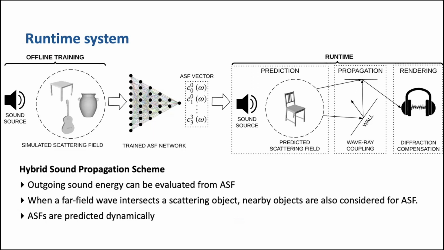Based on the predicted scattering field, we built a hybrid sound propagation engine. Conventional ray tracing algorithms query the ray energy by using the bidirectional reflectance distribution function, called BRDF. Here we replace it by evaluating the acoustic scattering field, which should be compatible with most ray tracers. The hybrid sound propagation scheme has two parts, an offline training part and a runtime part. For the runtime part, the outgoing sound energy can be evaluated from the acoustic scattering field. When a far-field wave intersects a scattering object, nearby objects are also considered for ASF computation. Our ASFs are predicted dynamically.